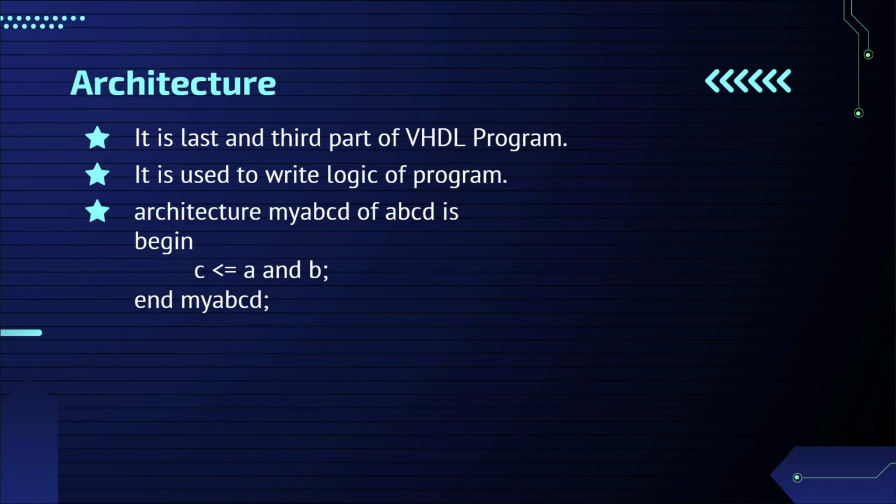Finally, we write the logic of a circuit inside the architecture. The architecture tells VHDL how to process the input to produce the correct output. Here, architecture my_ABCD of ABCD is begin, and then we write the operation like C <= A and B. This means C will be 1 only if both A and B are 1. This is the logic of an AND gate.